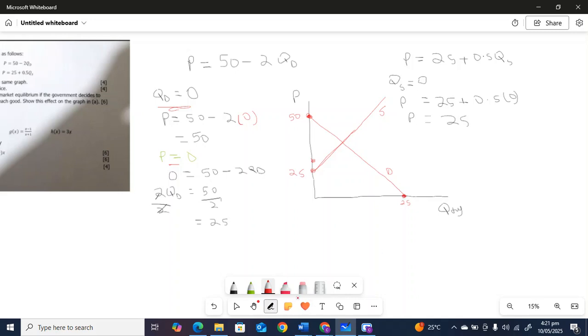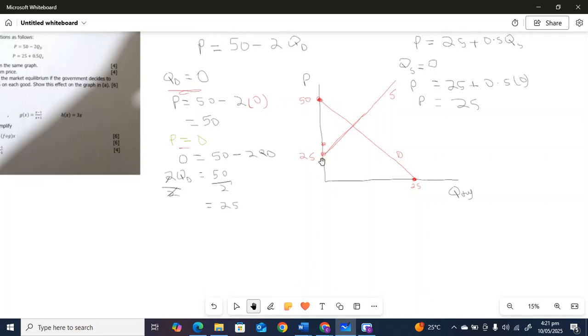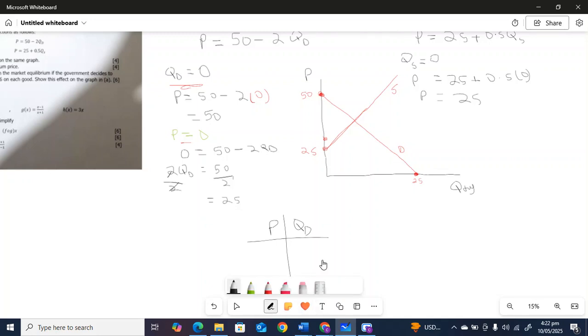Okay, the long cut method. With the long cut method, you just start getting different values of QD. You make a small table here: price P, quantity demanded here. So you start when quantity demanded equals 0. Remember, we substituted in our function. We got price is equal to 50.